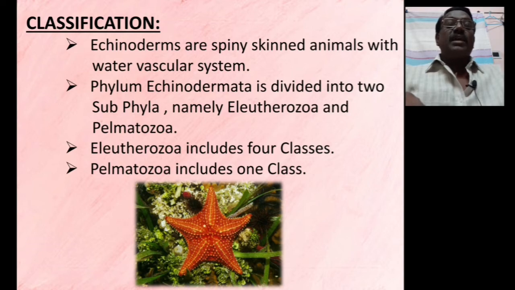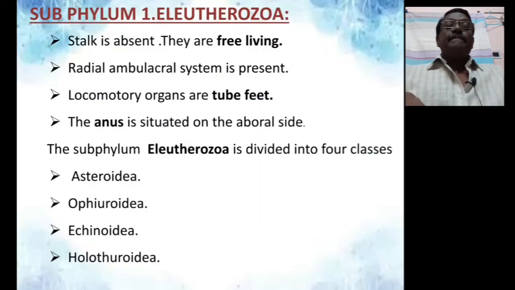Next we will study the classification. As I have mentioned earlier, these echinoderms are spiny skinned animals with a water vascular system, and this phylum Echinodermata is divided into two subphyla, namely Eleutherozoa and Pelmatozoa. The Eleutherozoa subphylum includes 4 classes, whereas the Pelmatozoa includes only 1 class. Let us see the salient features of this subphylum Eleutherozoa and its 4 classes.